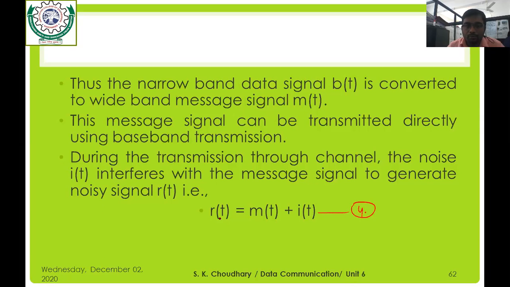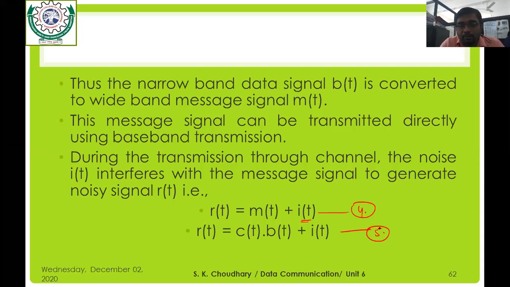Okay, this is equation number 4. So this interference would be added here during the transmission through the channel, and you can also write r(t) in terms of c(t) and b(t), because m(t) from equation number 3 is c(t) into b(t). So this you can write as c(t) into b(t) plus i(t). This is equation number 5. So that signal will be transmitted through the direct sequence spread spectrum transmitter.